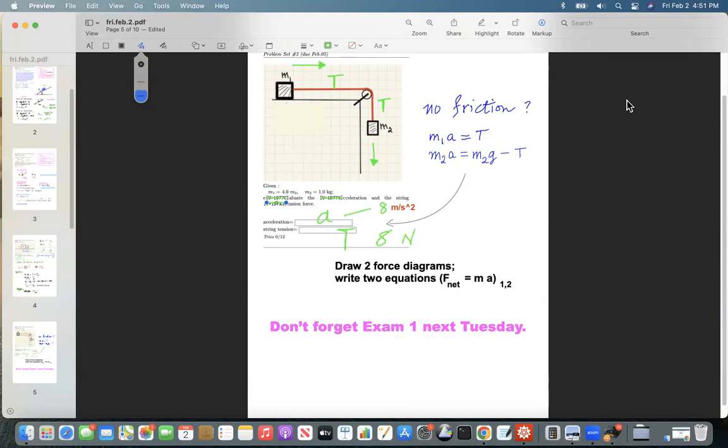When I plug my A value into T equals M1A, I do not get the correct T value. Well, then send a message to the discussion board. Because if I look at these two equations, you get the A value is g M2 over M1 plus M2. And now the T value should be M1A. So if you're not getting the right value, then it sounds like you need to send a question to the discussion board.